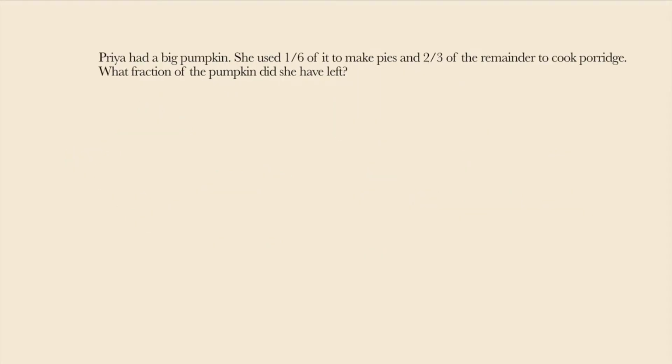Priya had a big pumpkin. She used 1/6 of it to make pies and, key phrase, 2/3 of the remainder to cook porridge. What fraction of the pumpkin did she have left? So we'll start off with one whole. One branch is 1/6 used to make pies. The other branch has to make up one whole, so the other branch would be 5/6. And this is the remainder.